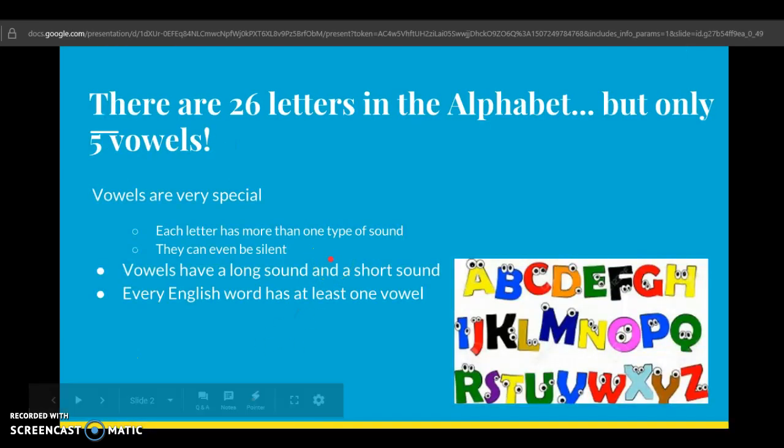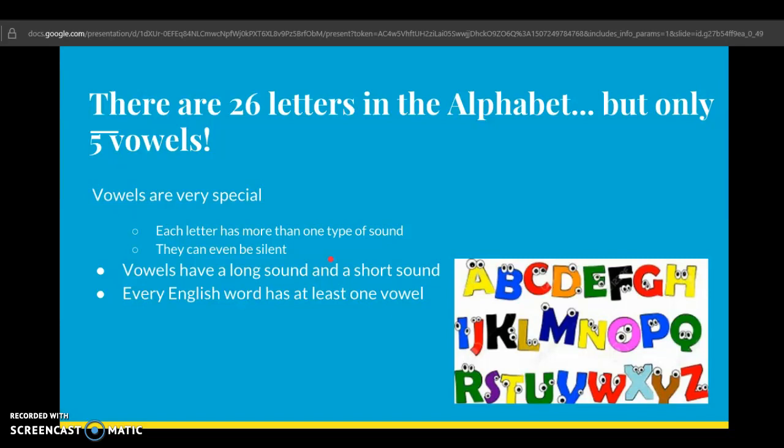There are 26 letters in the alphabet, but we only have 5 vowels in the English language. And for the English language, these vowels are special to us because they're different than other languages. So for the English language, each vowel can make more than one type of sound. There's actually a total of 15 to 16 sounds that these 5 vowels can make by themselves. And another cool thing is that they can even be silent in the words.